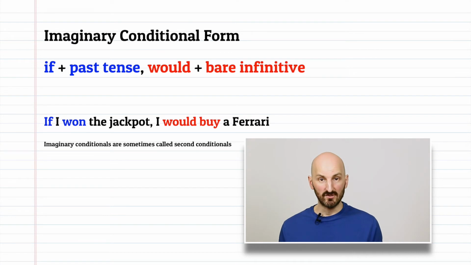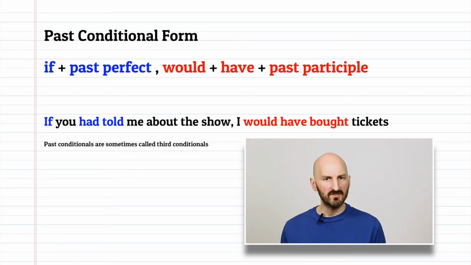When talking about imaginary conditionals, we always use if plus past tense and then would plus bare infinitive. If I won the jackpot, I would buy a Ferrari. And when talking about past conditionals, we always use if plus past perfect and then would plus have plus past participle. If you had told me about the show, I would have bought tickets.